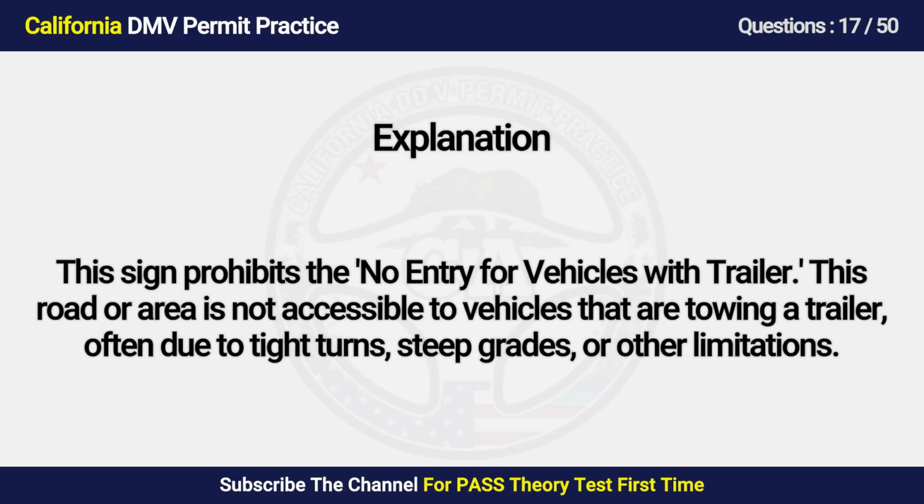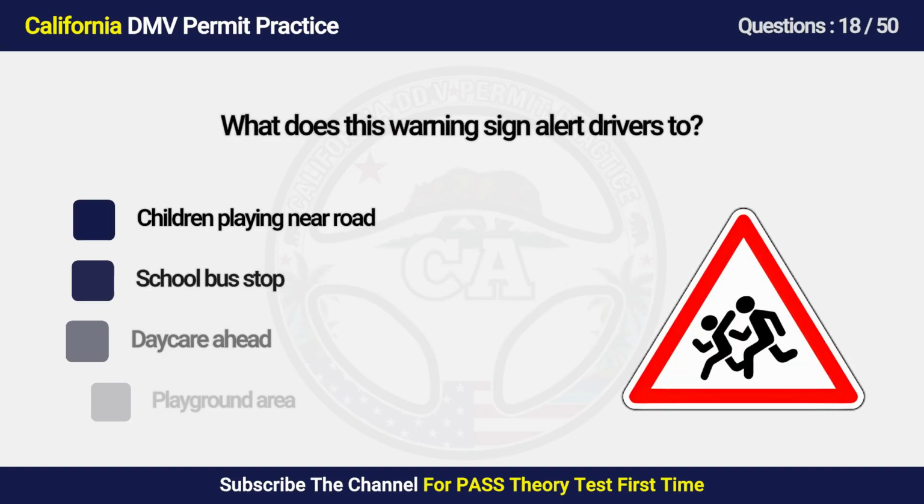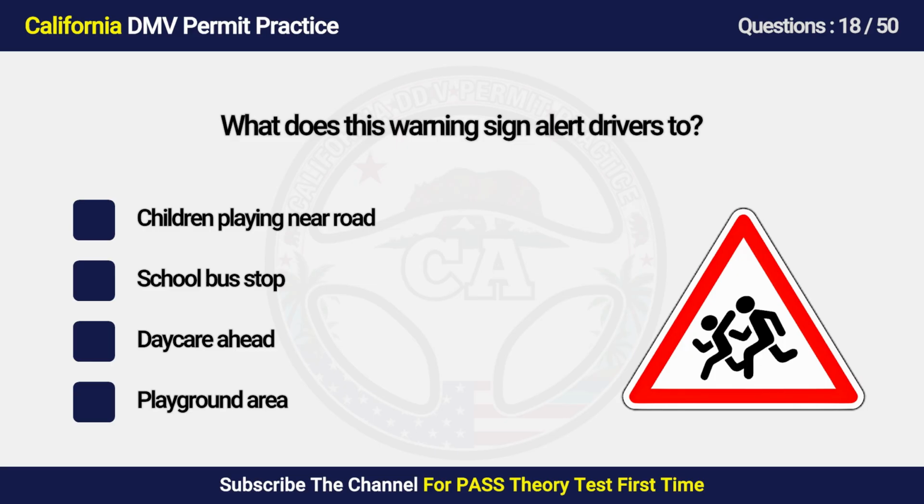This road or area is not accessible to vehicles that are towing a trailer, often due to tight turns, steep grades, or other limitations. Question 18. What does this warning sign alert drivers to? A. Children playing near road. B. School bus stop ahead. D. Playground area.